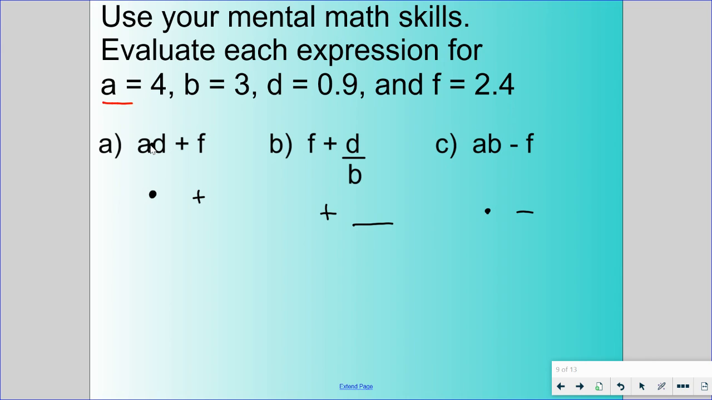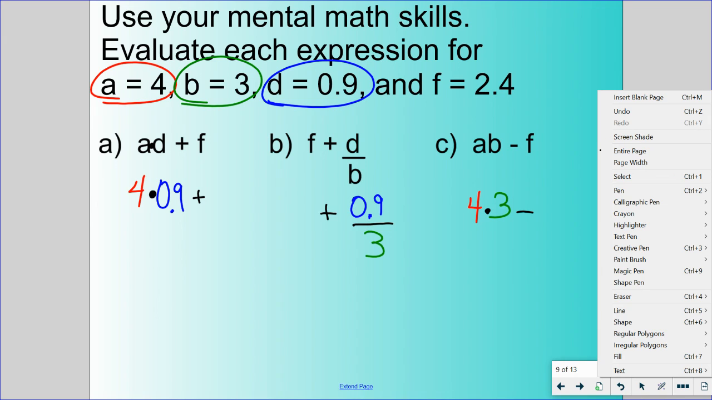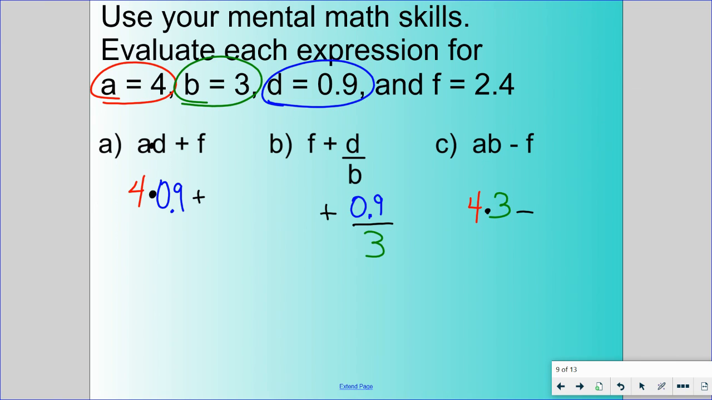If I see an A, I'm going to substitute in 4. So here's a 4, and here's a 4. If I see a B, I'm going to substitute in a 3. So here's a 3, and here's a 3. If I see a D, I'm going to substitute in 9/10. So here is 0 and 9/10, 0 and 9/10. And last but not least is an F. Let's do purple, shall we? So 2 and 4/10 for anywhere we see F.